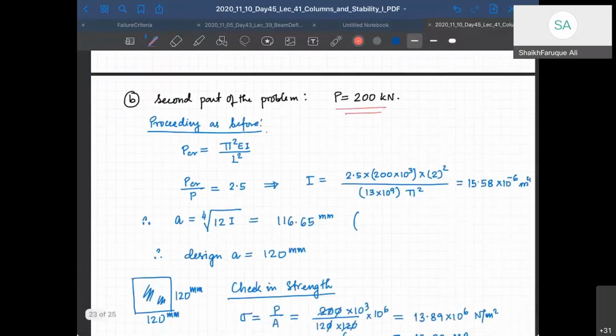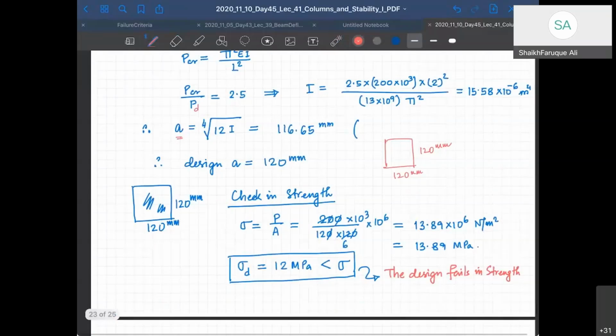Okay, so let's check PCR. I start again as before. I take first load as pi square EI by LE square, and I do all the things, P design. Let's write it again as P design, and I get some value here, and then I take A. Same thing I do, and I get 120 mm, right? So my design is like this: 120 mm by 120 mm.